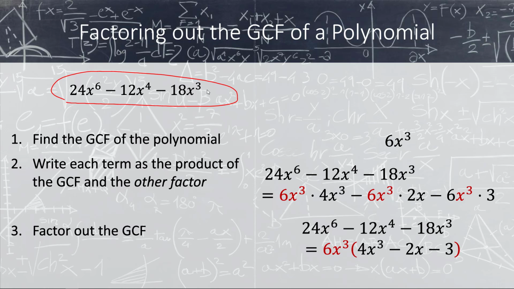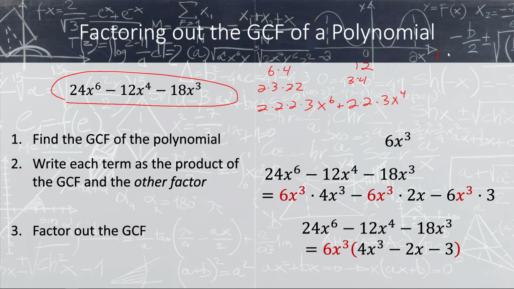For the first one, if we did a prime factorization on 24, we would have 6 times 4, and then 6 is factored into 2 times 3, and then the 4 is factored into 2 times 2. So that would give us 2 times 2 times 2 times 3, and then we have our x to the 6th. For the 12, we have 3 times 4, and the 4 can be factored into 2 times 2, so 2 times 2 times 3. And we have x to the 4th.